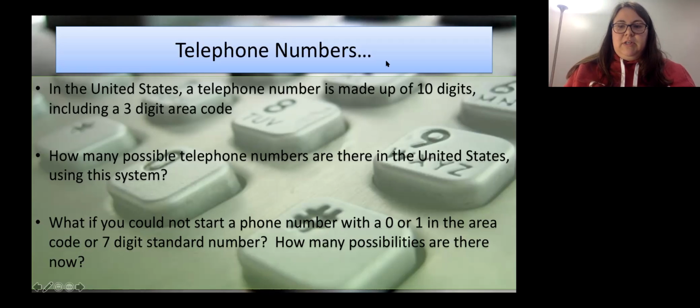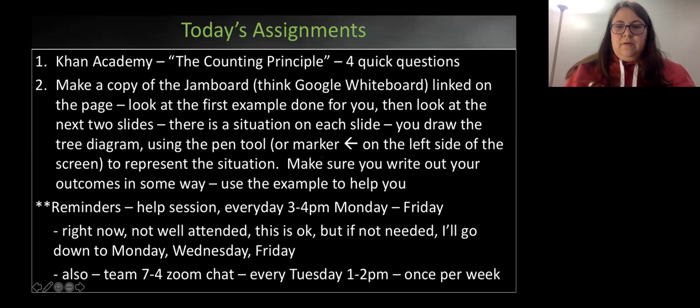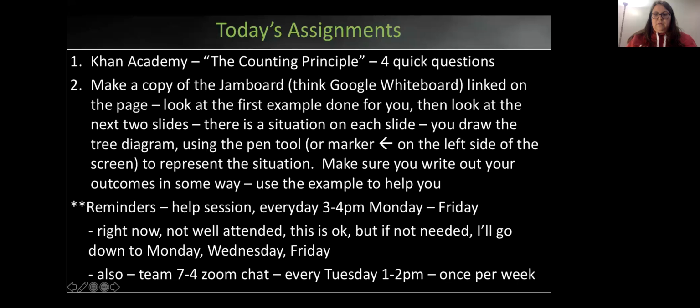Okay, your work today. You're going to go to the Canvas page for today. It has all of this listed, so don't stress about that. But you're going to do 4 quick questions about the counting principle on Khan Academy. There's a link on the Canvas page for that today.